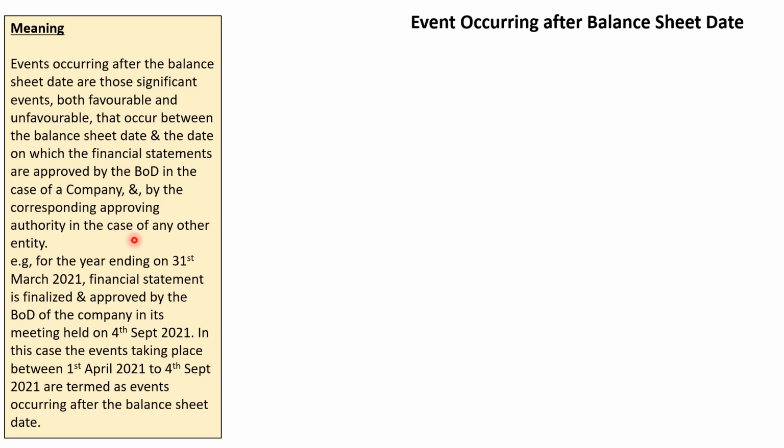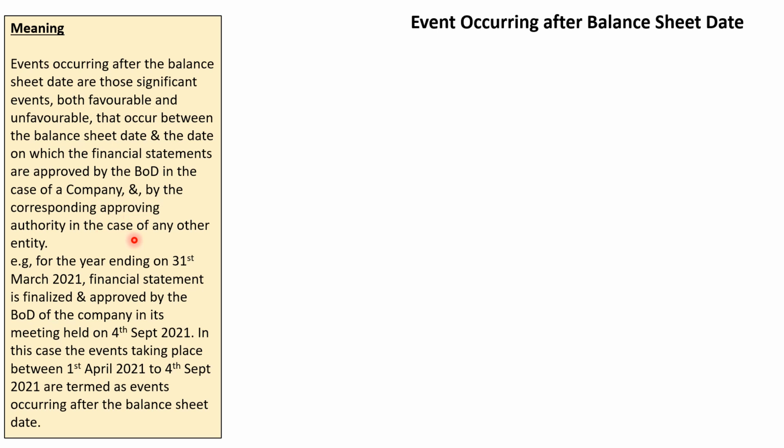So after 31st March, but before the date of approval of financial statements by the board of directors, whatever events take place, those events are considered as events occurring after balance sheet date by AS4. I am repeating again, AS4 is not specifying that every event which is happening after 31st March automatically becomes an event occurring after balance sheet date. But an event or all those events which took place after the date of balance sheet but before the date of approval of financial statements by the approving authority.